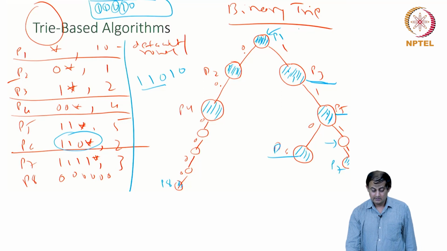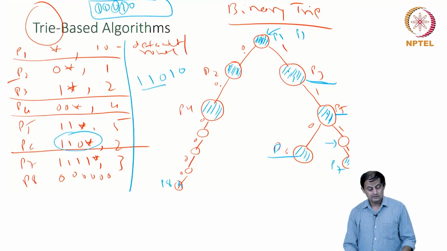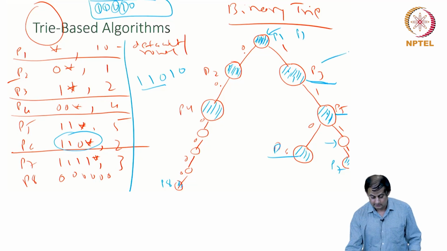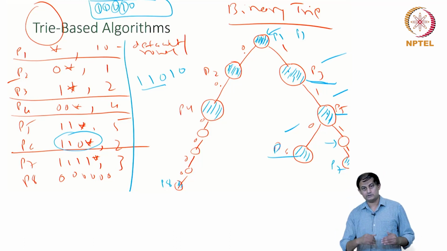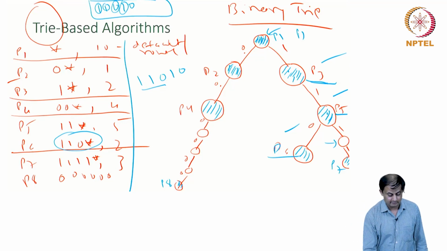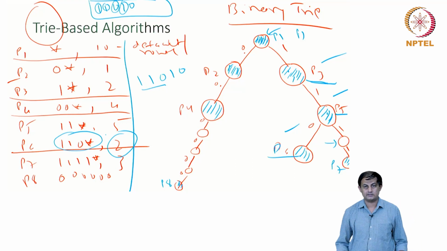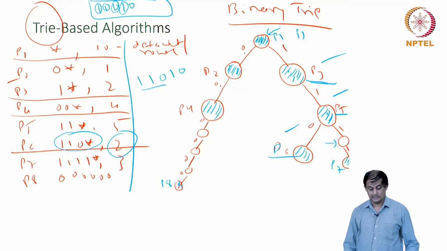Remember, P1 has also matched because the default is also matching. P3 is also matching, P5 is also matching, and so is P6. But out of these, P6 is the one representing the longest prefix. So the routing decision needs to be made by the port number indicated against the P6 prefix. Here in this case, you need to forward it to port number 2.